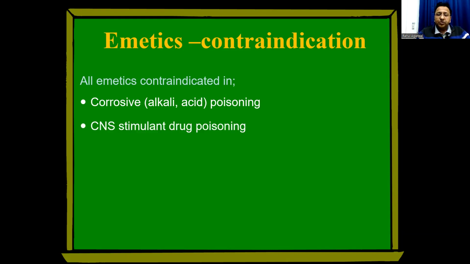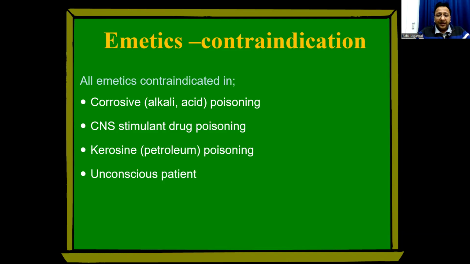Emetics are contraindicated in CNS stimulant drug poisoning also, because it can cause seizure activity. Kerosene poisoning, because of the aspiration. Also in an unconscious patient, again aspiration can be a problem. If you are promoting things going up the esophagus, it can regurgitate into the trachea also. Morphine or phenothiazine poisoning, because it can again increase the activity of the drug. So emetics are contraindicated in these conditions.